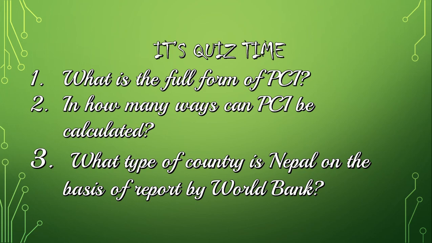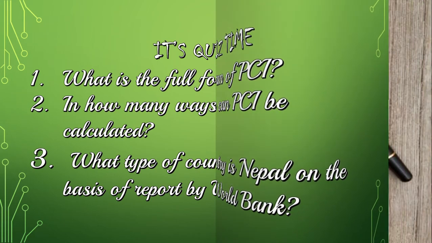It's quiz time! Today the questions for the quiz are: number 1, what is the full form of PCI? Second, in how many ways can PCI be calculated? Third, what type of country is Nepal on the basis of the report by the World Bank? I hope you will answer the questions. You will write the answers to the questions in the comment section below.